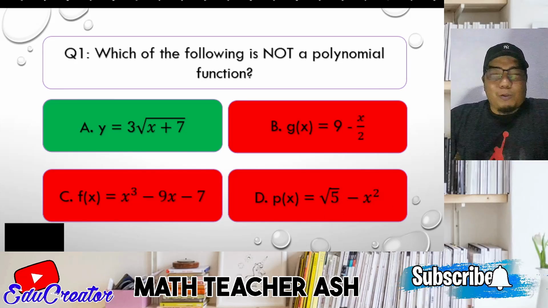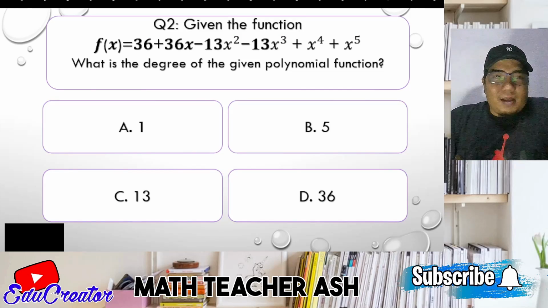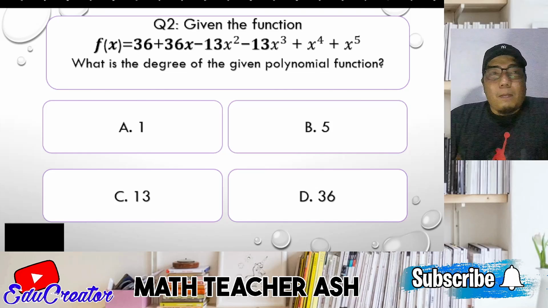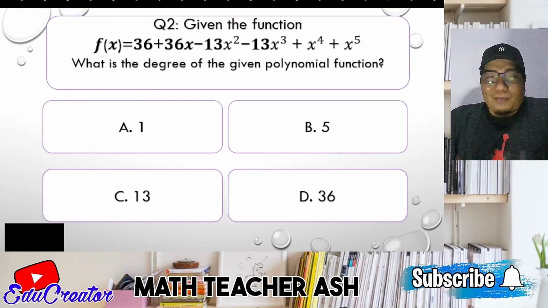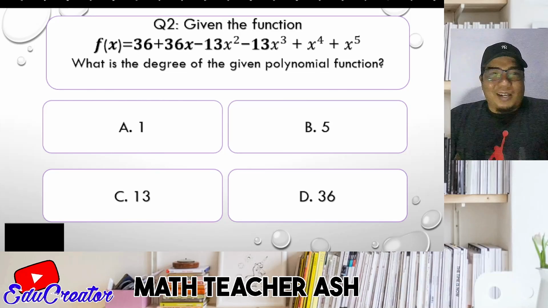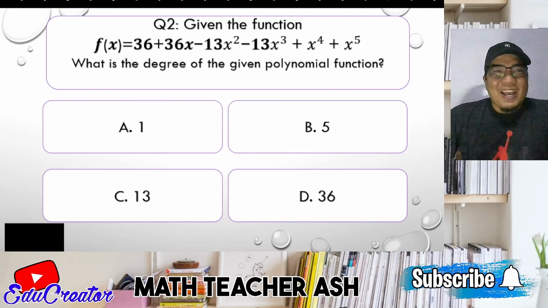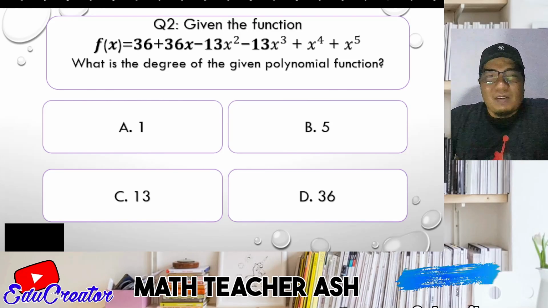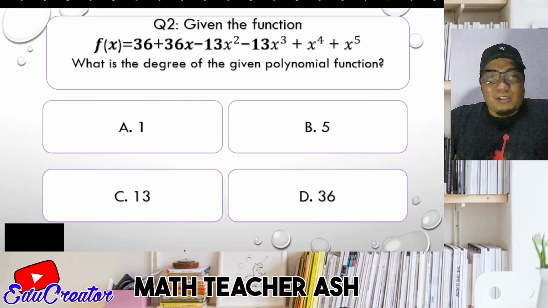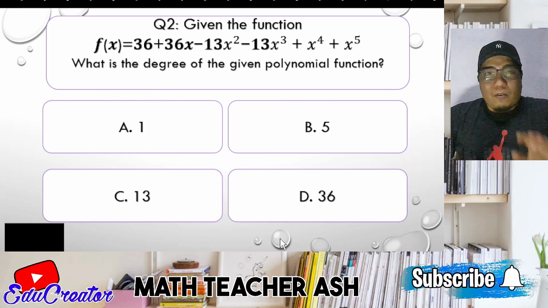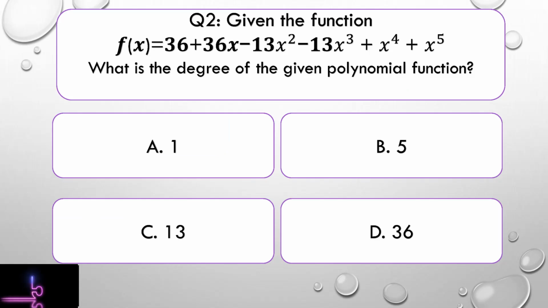Now, let us go to question number 2. Given the function f of x is equal to 36 plus 36x minus 13x squared minus 13x cubed plus x to the 4th plus x to the 5th. Question is, what is the degree of the given polynomial function? Is it A, 1, B, 5, C, 13, or letter D, 36? 5 seconds to answer this question.